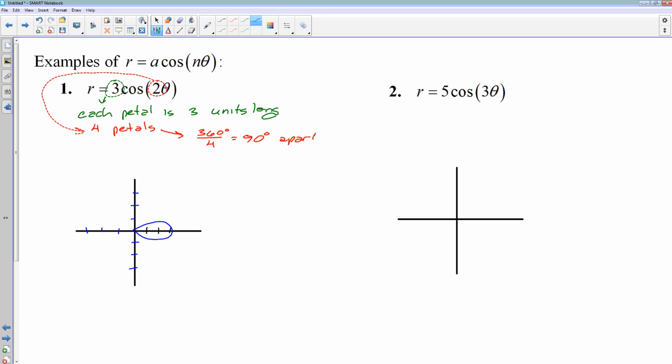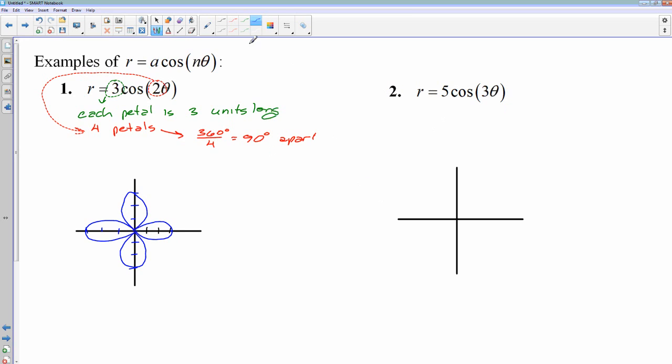I'm going to have a petal going up like this. That's kind of ugly. I'm going to have another petal coming out like this. That one's a little bit prettier. Another petal coming down like this. They're all 3 units long. They should be the same size and shape and everything. That's really hard to do, but that is what this rose graph is going to look like. That's called a rose. You have 4 petals, and each petal is 3 units long.